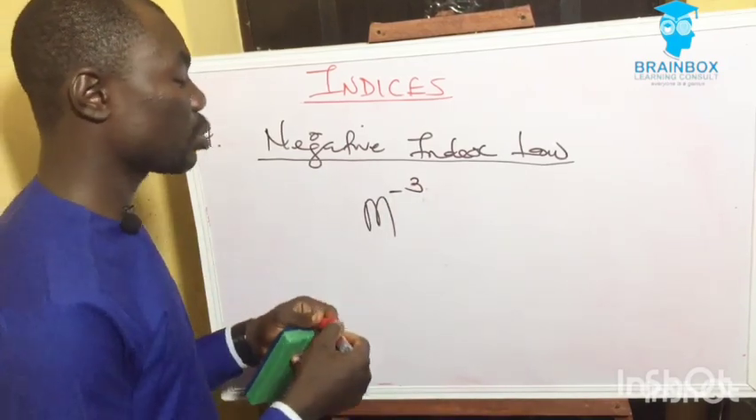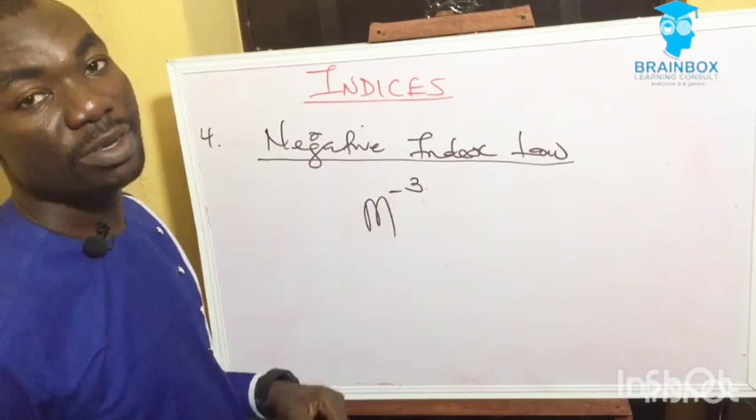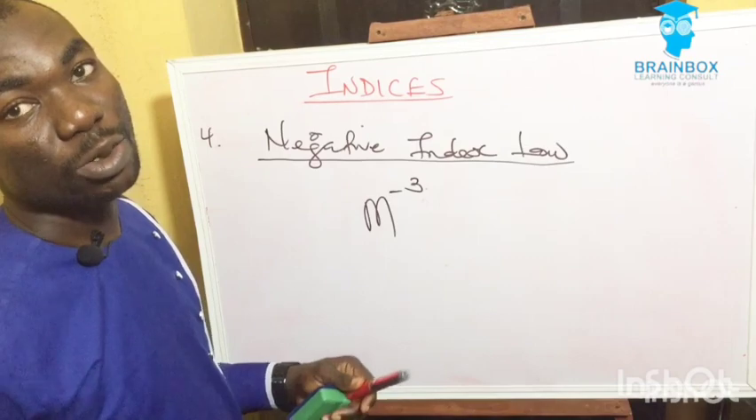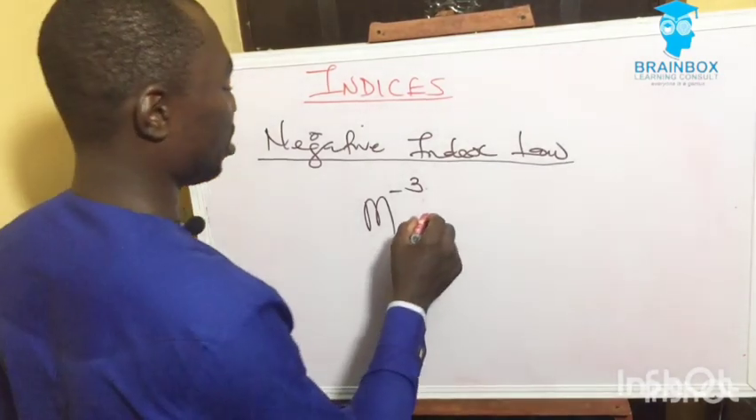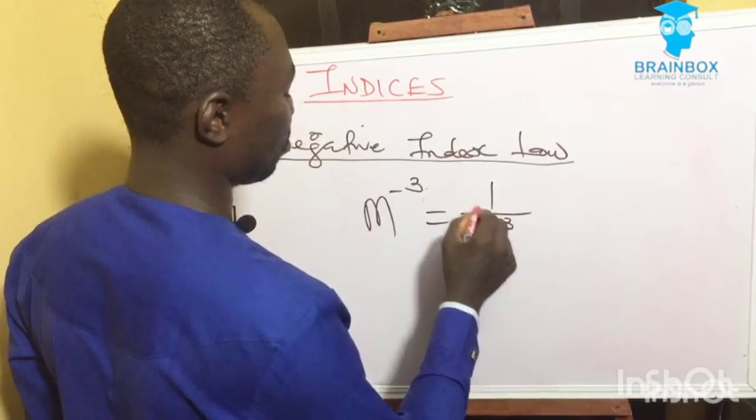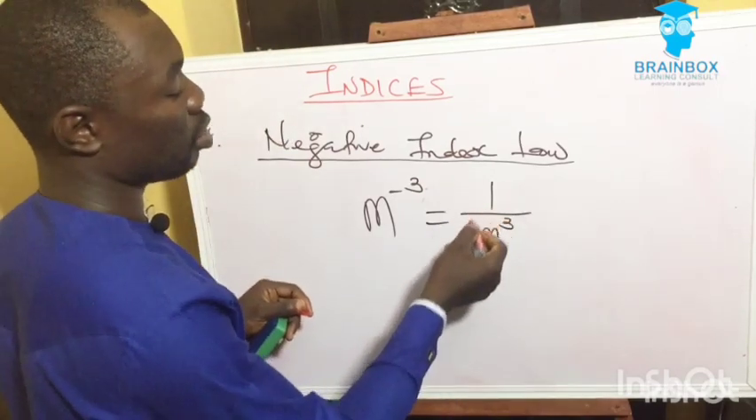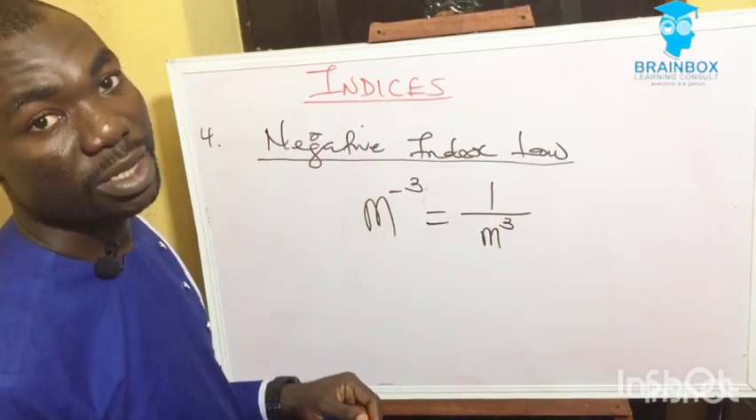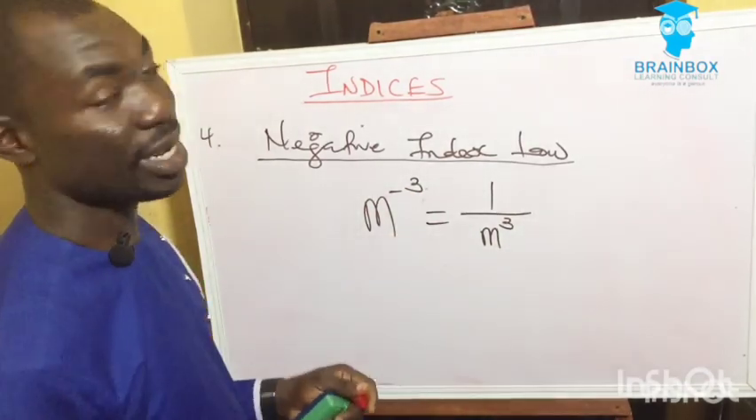So now to remove this negative sign, you can include 1. For instance, it can be 1 over m raised to the power of 3. So the introduction of this 1 over takes away the negative sign. So that is the negative law.